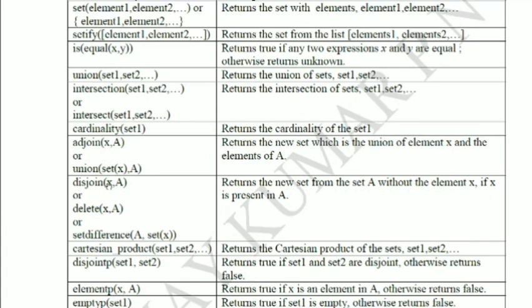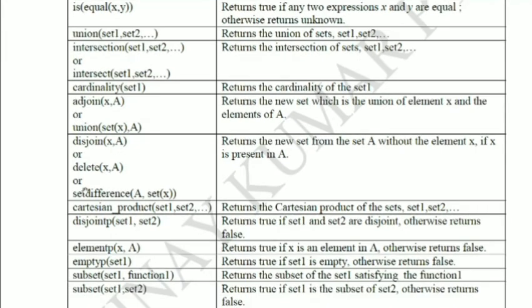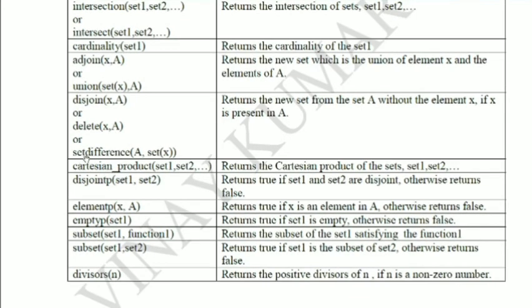And disjoin of x comma A. Disjoin means you are removing an element x if it is present in A. Or you can give delete x comma A, meaning you will delete x if it is present in A. Or setdifference A comma set x. So you are finding the difference of sets A and B. If this is B, then you are finding A minus B. That means all the elements of B are removed from A. What are the elements? It is only x. So if A contains x, it will be removed and the remaining elements will be displayed.